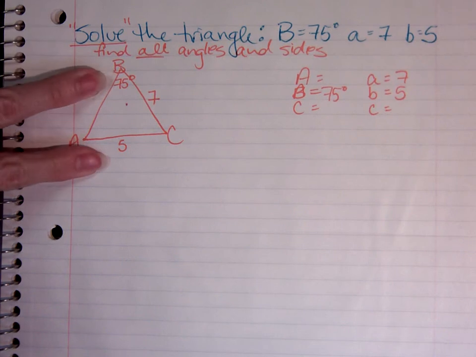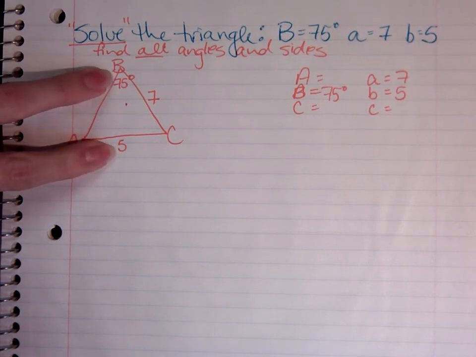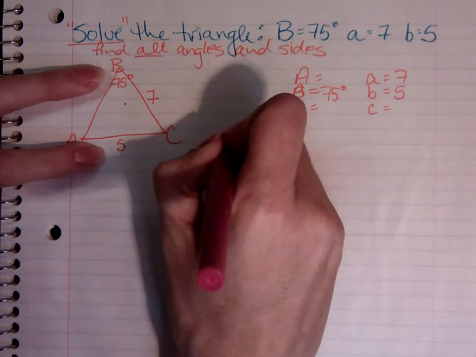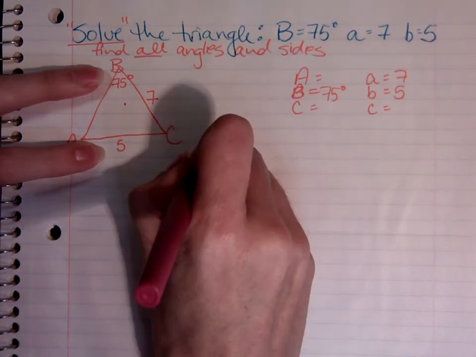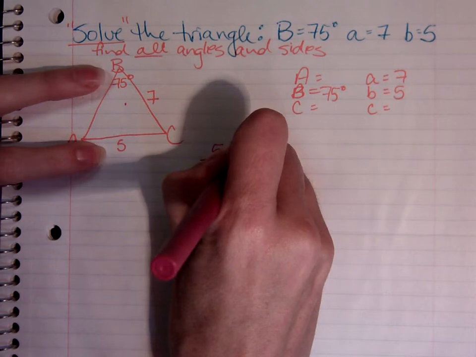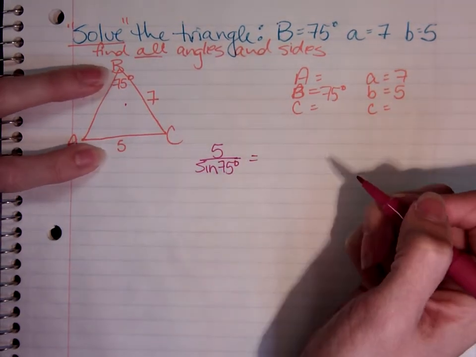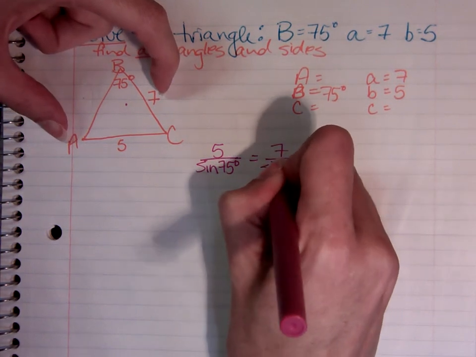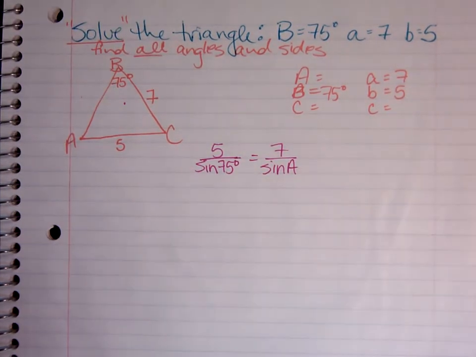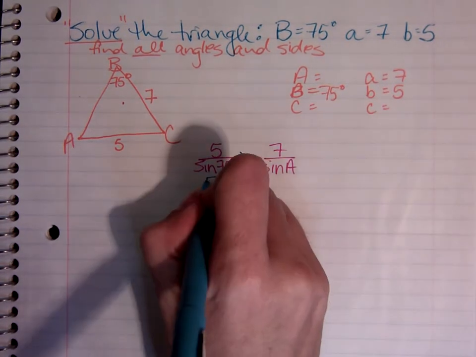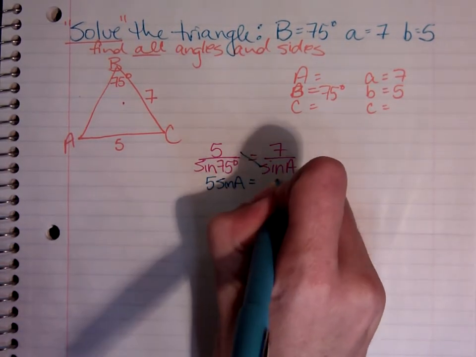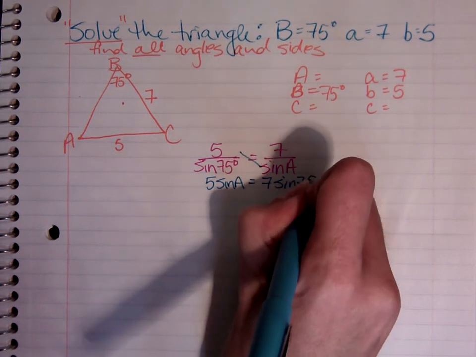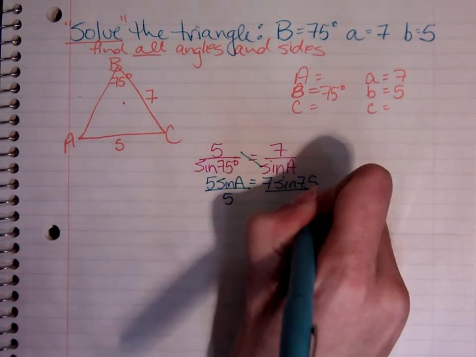Because I have this side B, angle B pair, I'm going to set up law of sines. 5 over the sine of 75 degrees is equal to, the only other piece of information I have comes from A, so 7 over the sine of A. So let's figure out the measure of angle A. Well, 5 sine A equals 7 sine 75, divided by 5.